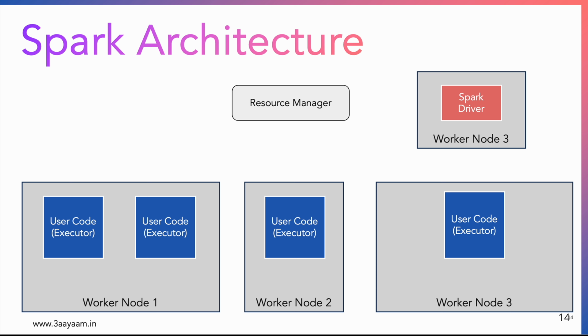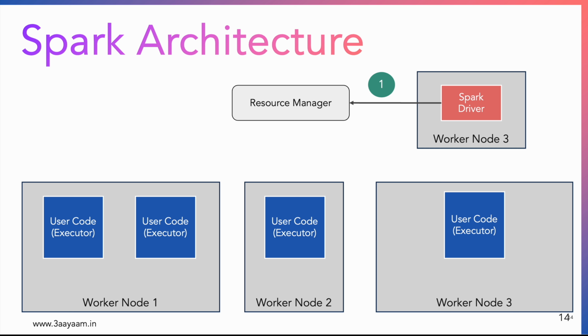a worker node. So what happens is that, as I had told you, we submit the code that we write to the resource manager, and resource manager would start a Spark driver application or Spark driver process in one of the nodes. In our case, this is worker node number 3. So this is where Spark driver has been started. And after the Spark driver has been started, it would communicate to the resource manager.